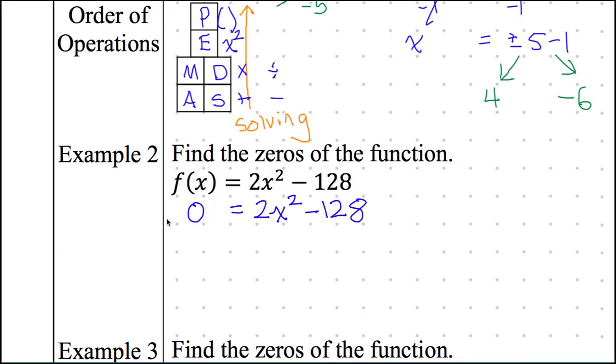And then from there, I'm going to solve. So I'm going to undo things. I'm going to first check for addition and subtraction. Is there any addition or subtraction? There is. So, quiet raised hand. What am I going to do to both sides?